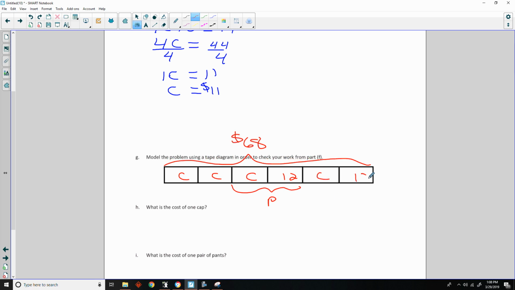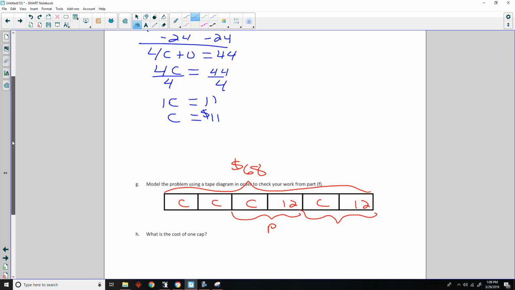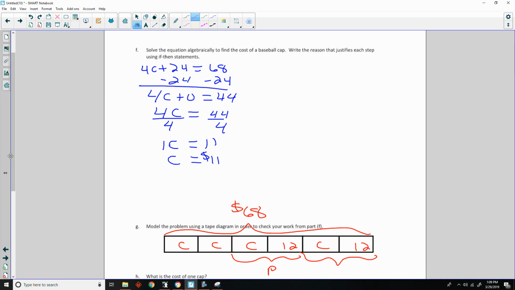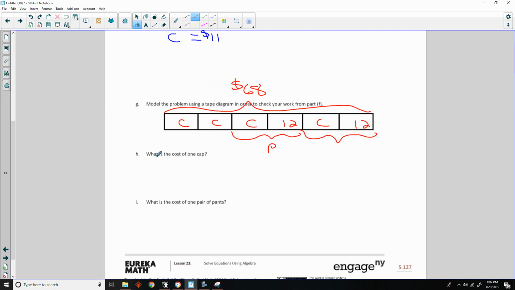And this is a cap, and this is 12. So that'd be a pair of pants. Pants are $12 more than caps. Okay. So you have 4C plus 12 times 2, which is 24. And that's what we started with up here, 4C plus 24. What is the cost of 1 cap?